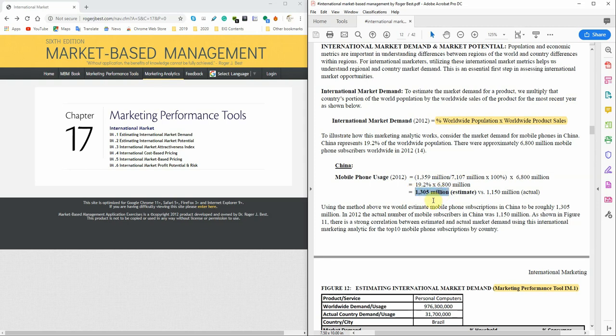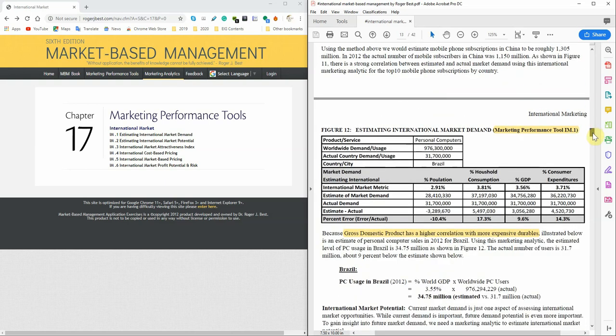1,305 million. We compare this estimate with the actual usage, which is 1,150. So there is an error of about 10% here, and this is quite accurate, with a small amount of error.